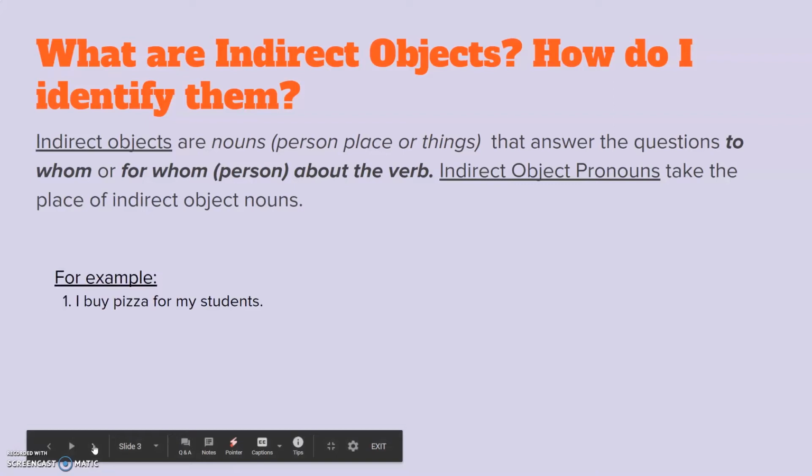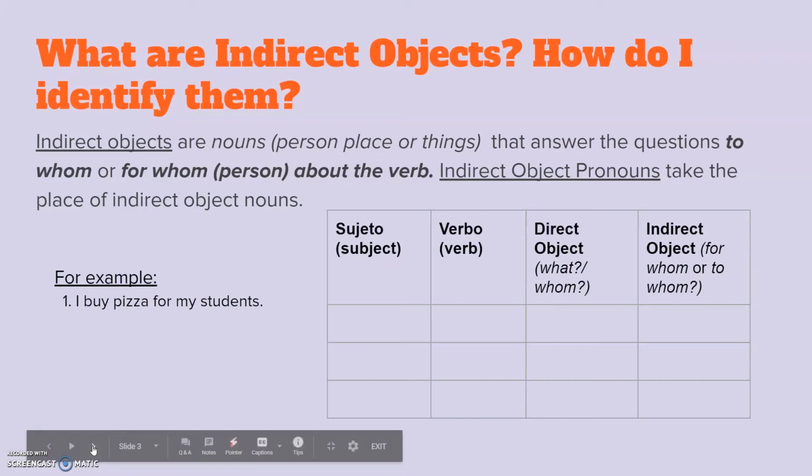Let's start with this example. I buy pizza for my students. So the subject in the sentence is I. The verb is buy. What am I buying? It's pizza. And who's the pizza going for? It's for my students.